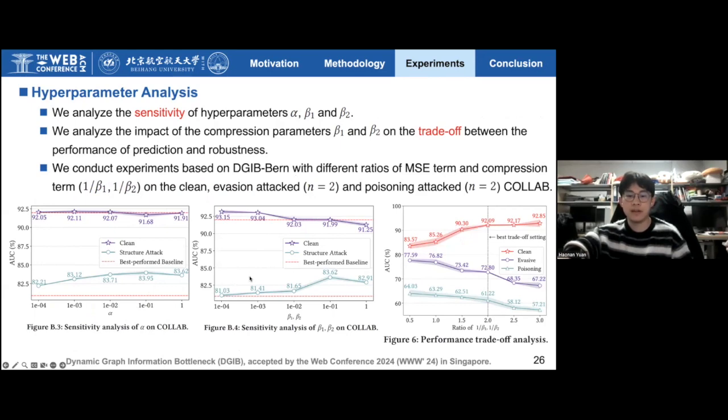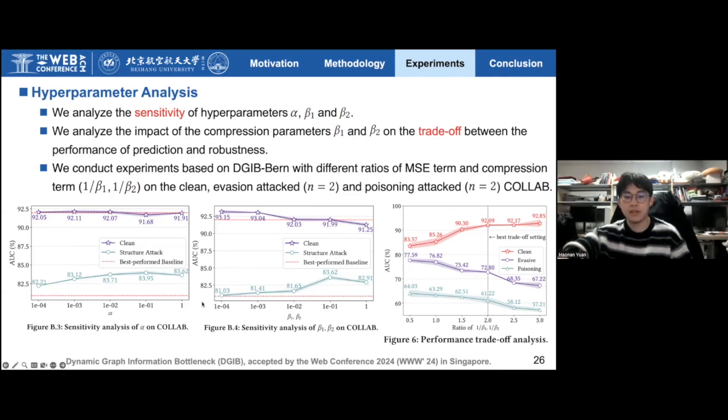In addition, we observe there exist negative correlations between the performance on the clean datasets and the attacked datasets for all three hyperparameters, which demonstrates the confrontation of the MSE term and the compression term in the DGIB overall optimization objective. Specifically, in most cases, higher alpha, higher beta 1, or higher beta 2 lead to better robustness but weaker clean dataset performance. So in conclusion, different combinations of the hyperparameters lead to varying task performance and model robustness.